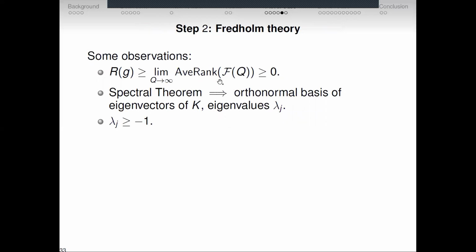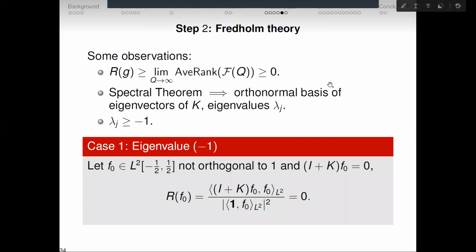Then we resort to knowledge in functional analysis. Since our density W is non-negative, we know R(g) is non-negative for every g, which gives that I plus K is a non-negative operator. On the other hand, we know K is a self-adjoint linear operator, so it has an orthonormal basis with all the eigenvalues greater than or equal to -1. In general, it may happen that -1 is an eigenvalue of K. In this case, the minimal value of R is 0, but we are not in this singular case in our applications.